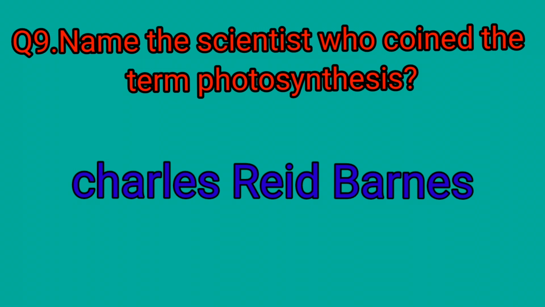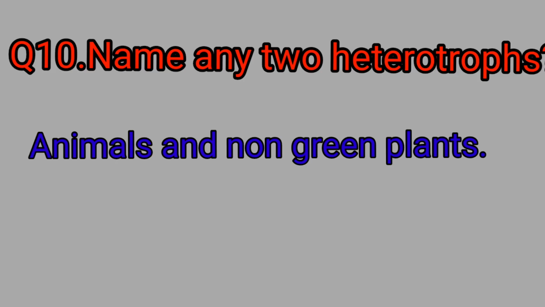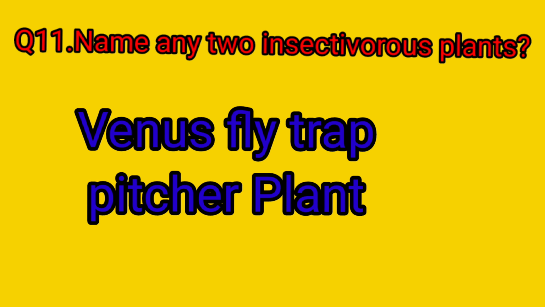Name the scientist who coined the term photosynthesis. Answer: Charles Reid Barnes. Name any two heterotrophs. Answer is animals and non-green plants. Name any two insectivorous plants. Answer: Venus flytrap and pitcher plant.